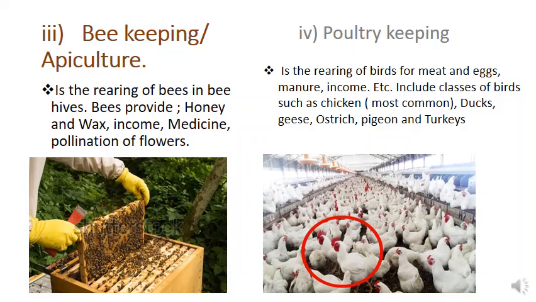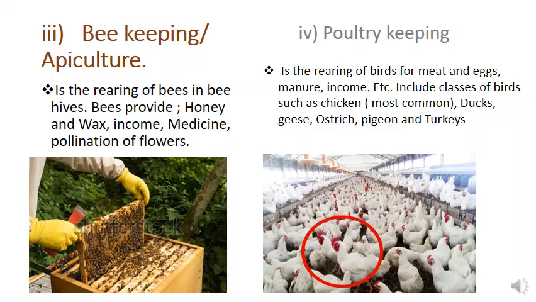Livestock production also entails apiculture, which is beekeeping, rearing of bees in bee hives. We have hives like the Kenya top bar hive and the Langstroth and many other types of hives. The bees provide honey, which is a very good source of energy. They provide wax.